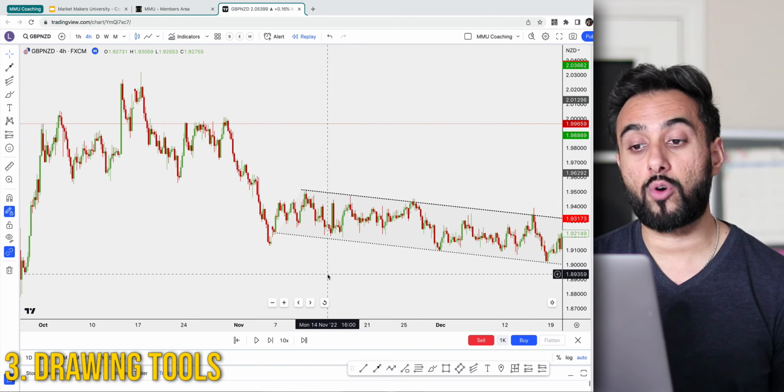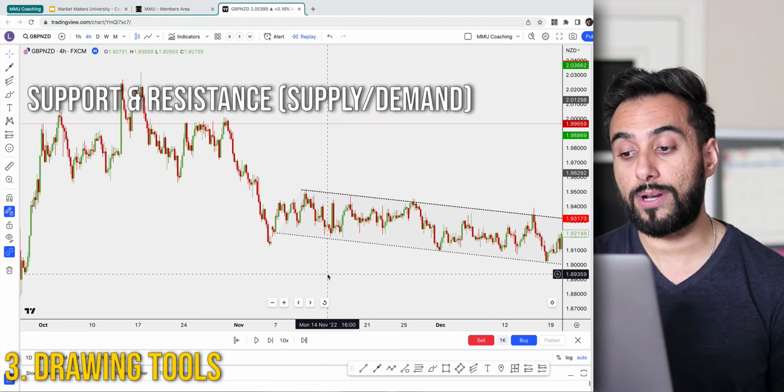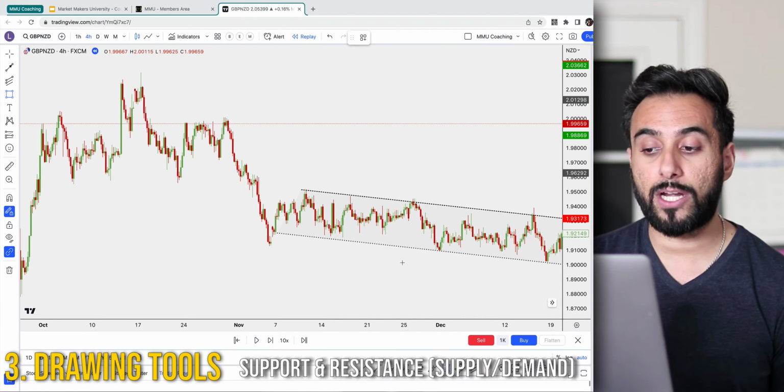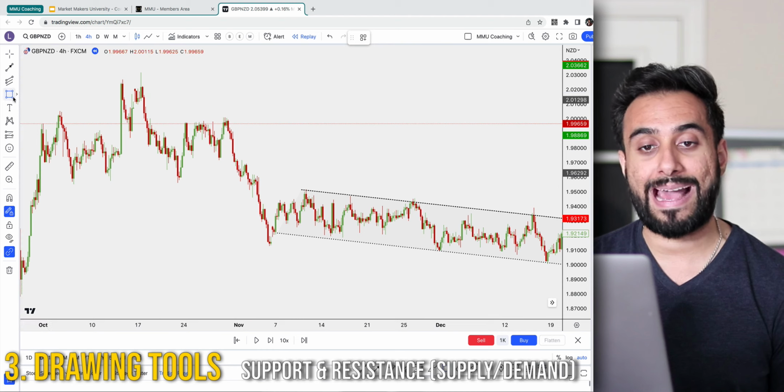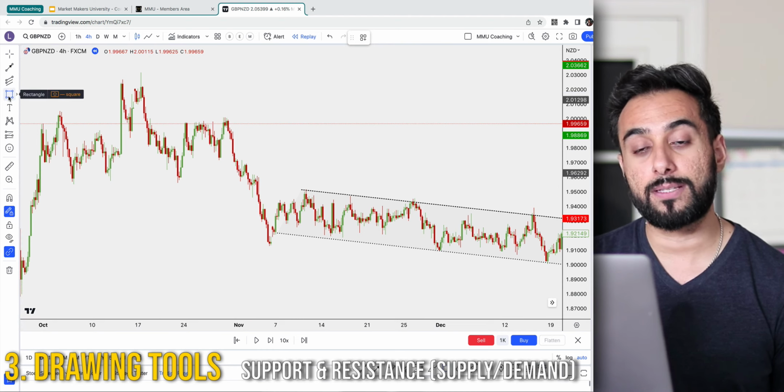Now, another form of drawing tools that we use is what we call a support and resistance zone. So go ahead and grab the rectangle tool. You can also access that on the side menu over here where it says rectangle.